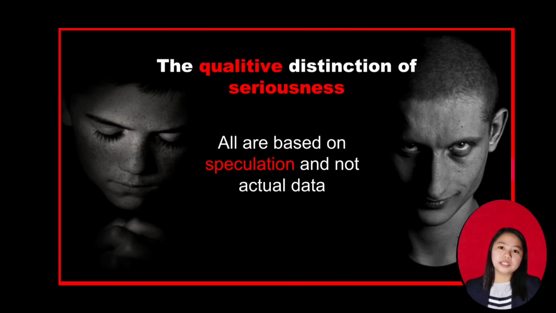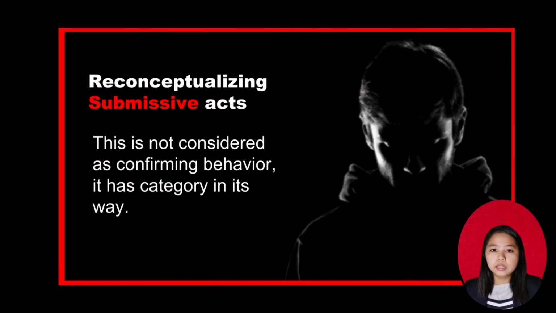Second is the qualitative distinction of seriousness. I have tackled the surplus and deficits in the original theory. If it is surplus, then the predicted outcome is autonomous, and if it is deficits, then it is predicted to be repressive. However, direct tests say that control surplus or control deficit tended to be associated with deviance, regardless of whether it is repressive or autonomous. Thus, this concept is abandoned in the revised theory of 2004. Next is the conceptualizing of submissive acts.